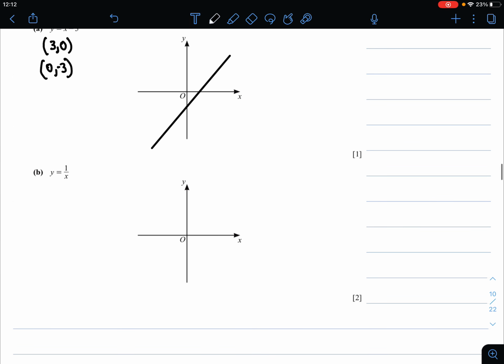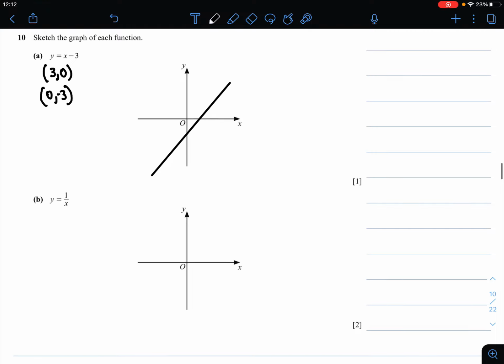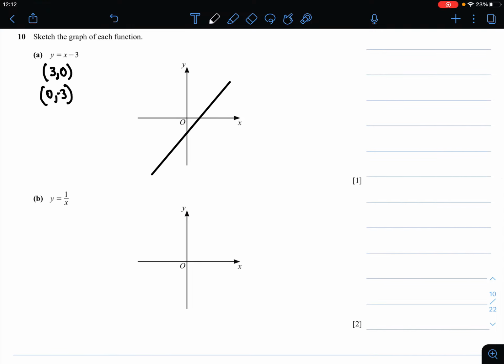Now you can do the same thing for part B, but in this case, part B doesn't have any points where the graph intersects the y and the x-axis, because the y and the x-axis are both asymptotes of the graph. So for this, you can input the equation of the graph into your table function.